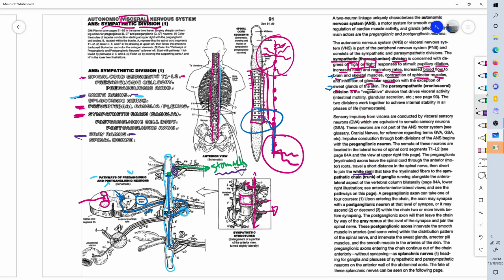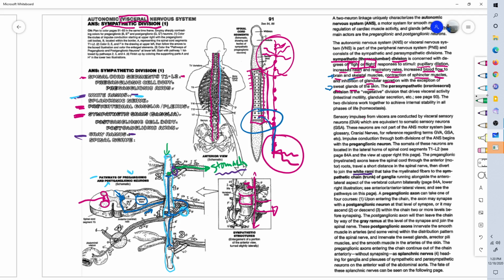This is called a postganglionic neuron. Why? Because it comes out after it reaches the ganglia. So in blue here we have the preganglionic neuron and axon. And in green we have a postganglionic neuron, the axons of a postganglionic neuron.